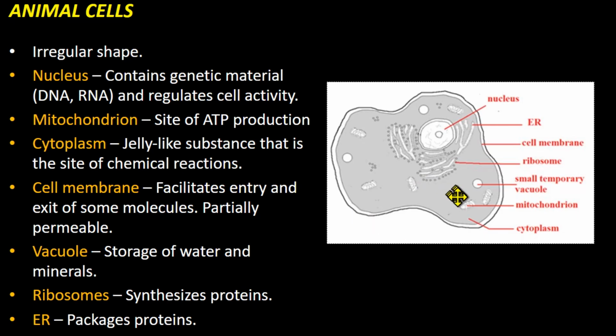Animal cells contain small temporary vacuoles, and these help to store water and any dissolved minerals. There's the endoplasmic reticulum or the ER, which helps package proteins, and these are surrounded by ribosomes, which help to synthesize proteins. Also within the animal cell, there would be sugar storages called glycogen granules. These would be deposited in the cytoplasm.